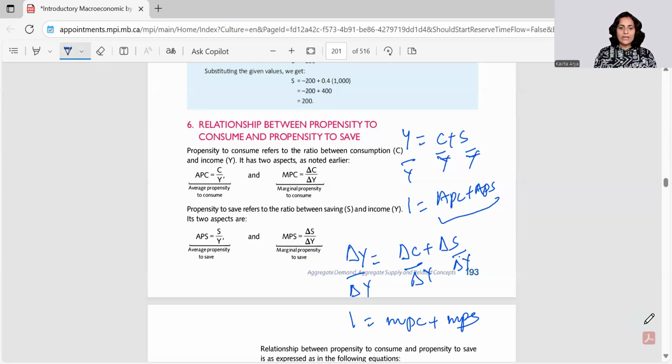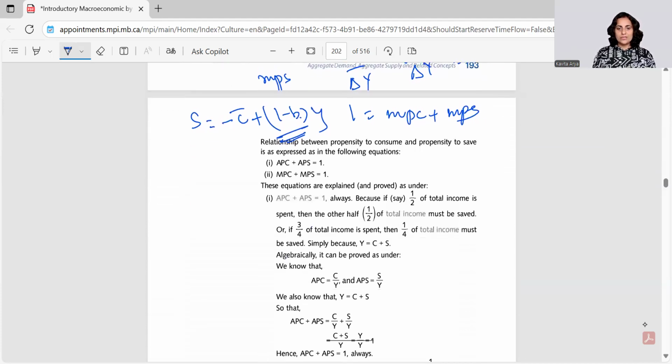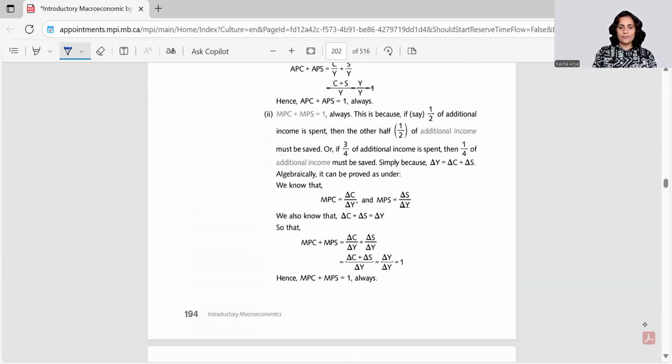And that's how we actually found the relationship between the C and S functions also, where S was equal to minus C bar plus (1 minus b) Y. Why did we write 1 minus b into Y? This 1 minus b is nothing but MPS. And what does it show? That b is MPC. So this clearly shows that MPC and MPS is equal to 1, which we use very often and would definitely be used in the numericals also. So this is showcased here. MPC plus MPS is equal to 1. APC plus APS is equal to 1.